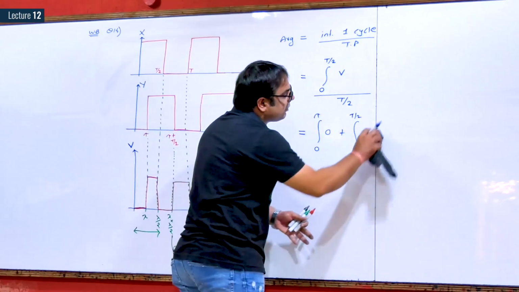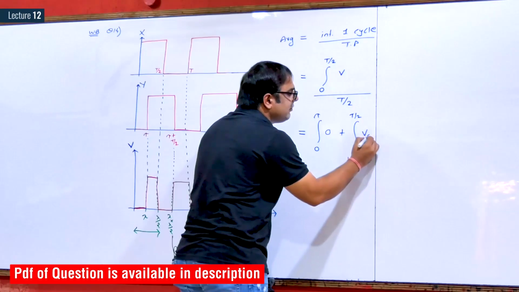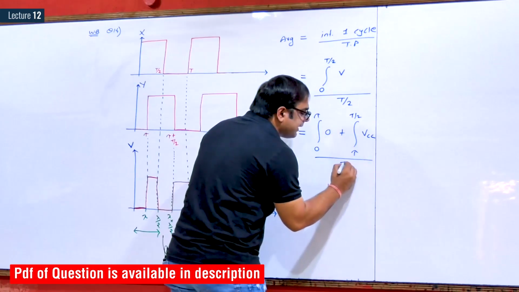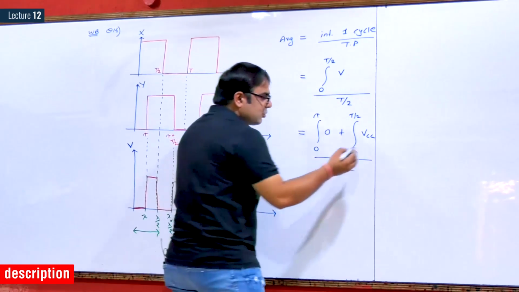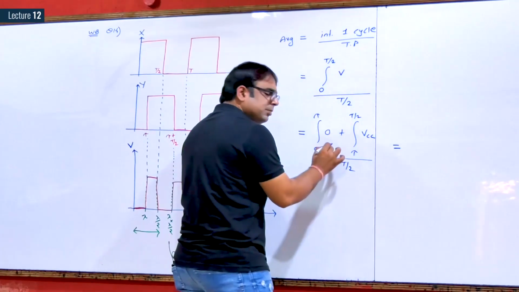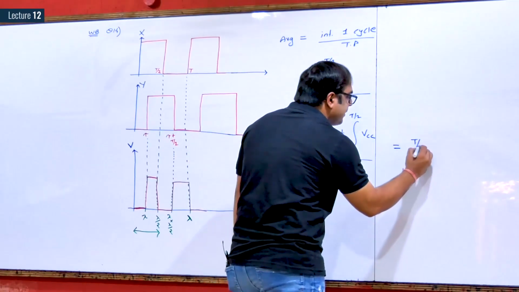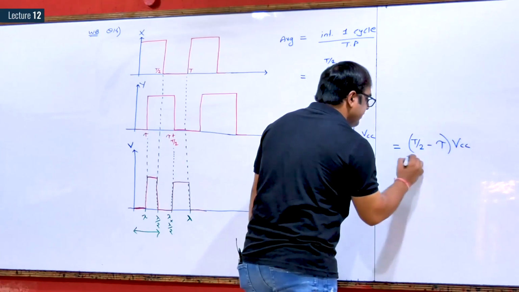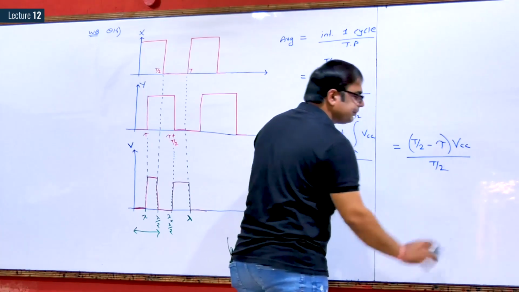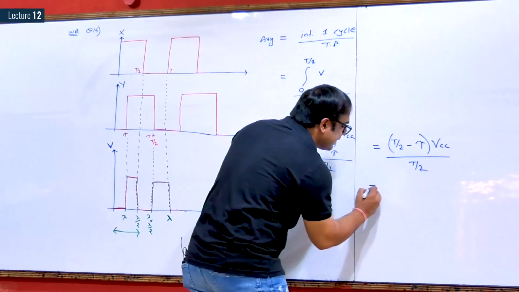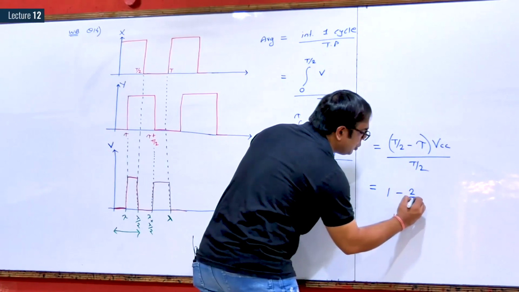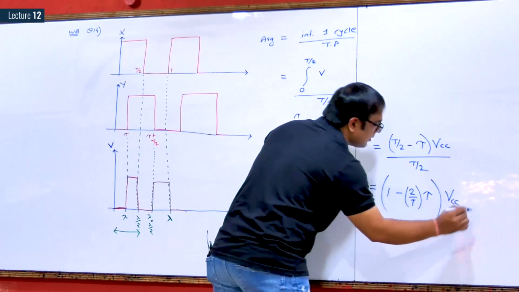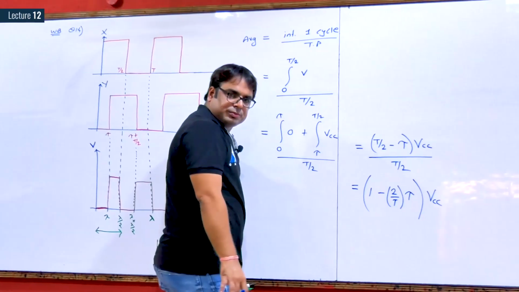Or you can also write VCC. Either you write VCC or you write logic 1, both are the same. Divided by the time period T by 2. This is 0, so this will become T by 2 minus tau, times VCC, divided by T by 2. You can write this as 1 minus 2 by T times tau, times VCC. Or you can write logic 1 also.